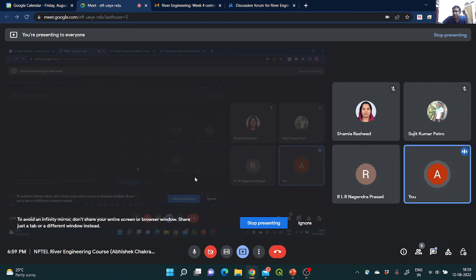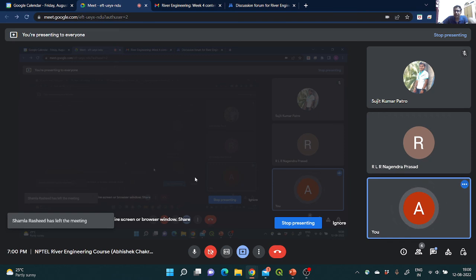So my plan was to first derive the expression for triangular cross section and then move to the derivation for a trapezoidal cross section. But somehow I couldn't do it because of this malfunctioning. But I will be typing it and uploading it by tonight. So I'm very sorry for that, but I will be doing it by tonight.